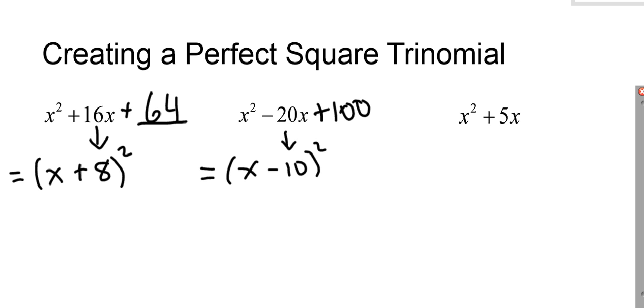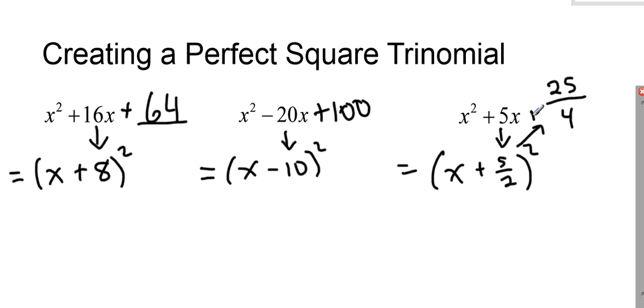One more example. Again, I'm going to take half of 5. Now, no decimals, please. Half of 5 is 5 over 2. And then I'm going to square that. 5 squared over 2 squared. So there's my perfect square trinomial. See, this is one of those examples where it's far easier to not use a calculator. 5 squared is 25, 2 squared is 4. I wouldn't want to see decimals there.